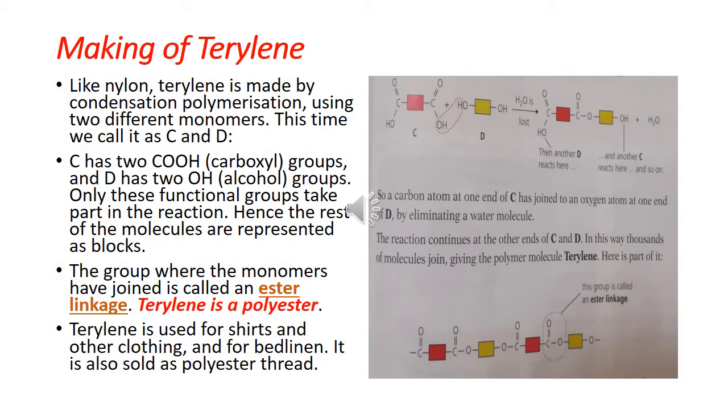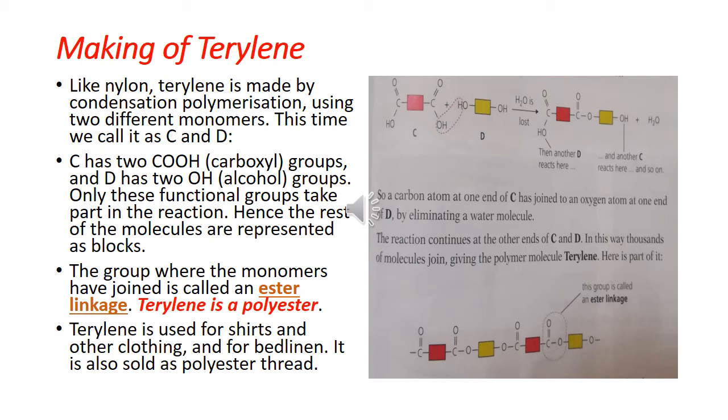The next synthetic polymer is named Terylene. Let us see how Terylene is made. Like nylon, Terylene is made by condensation polymerization using two different monomers. This time we call them C and D. Please look at the picture on the right hand side.